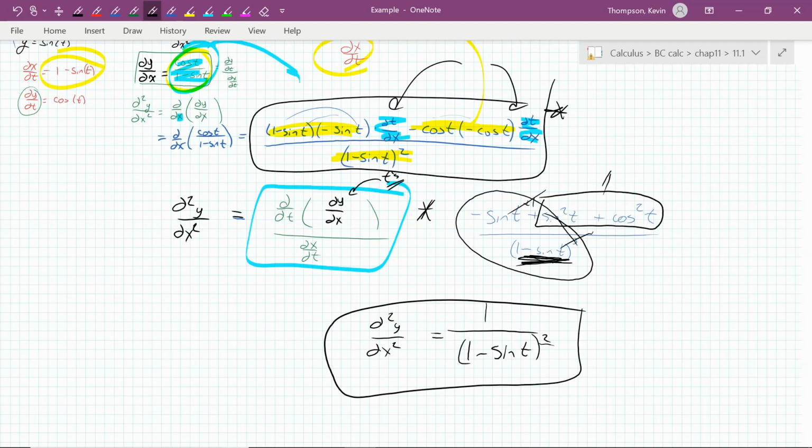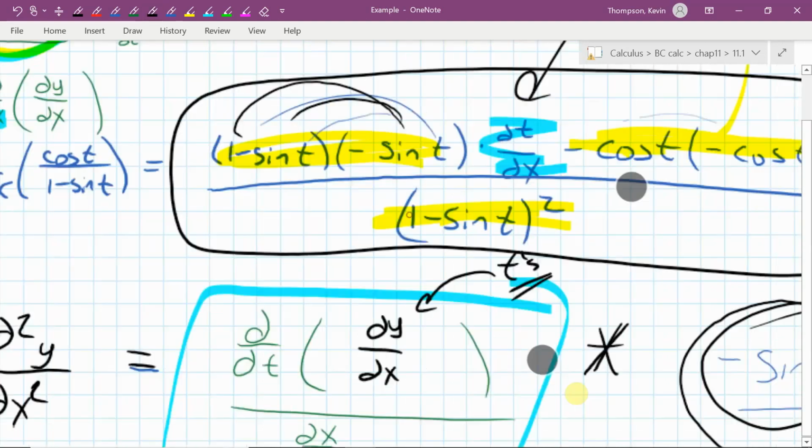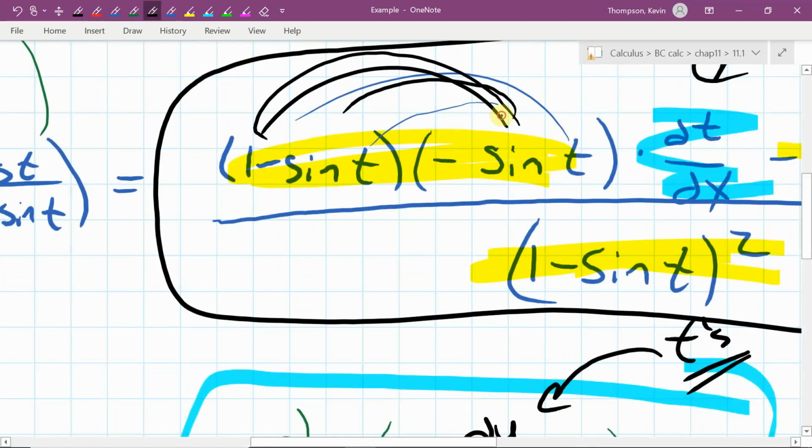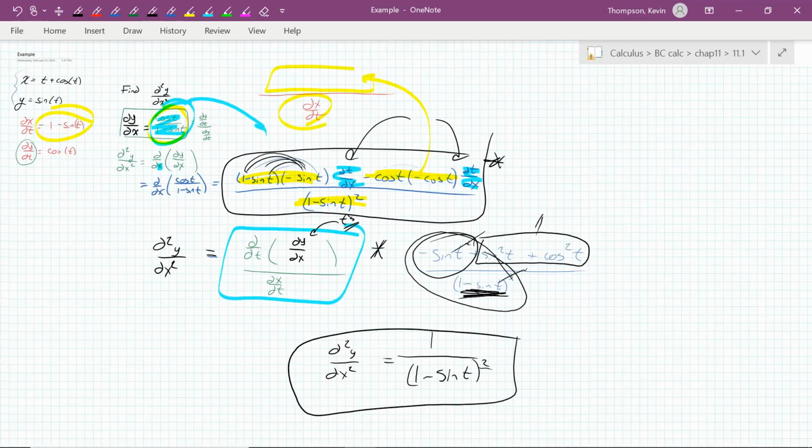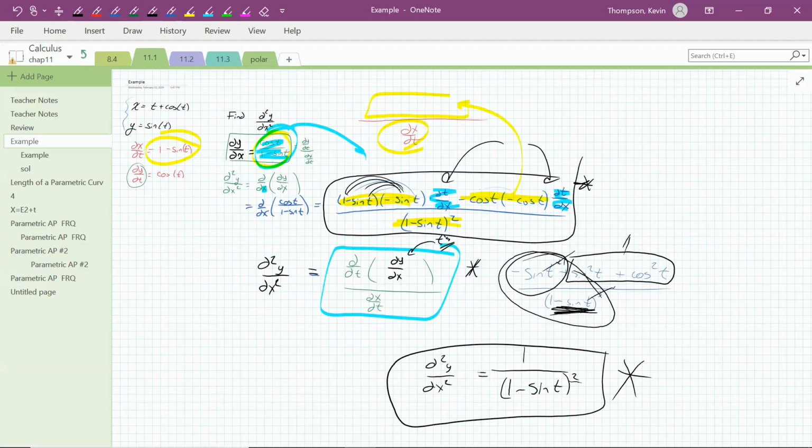Where's the negative sine of t? That's... I just distributed. Is that where you're looking? This piece here? So just distributing here. So there's your second derivative. A lot of algebra there.